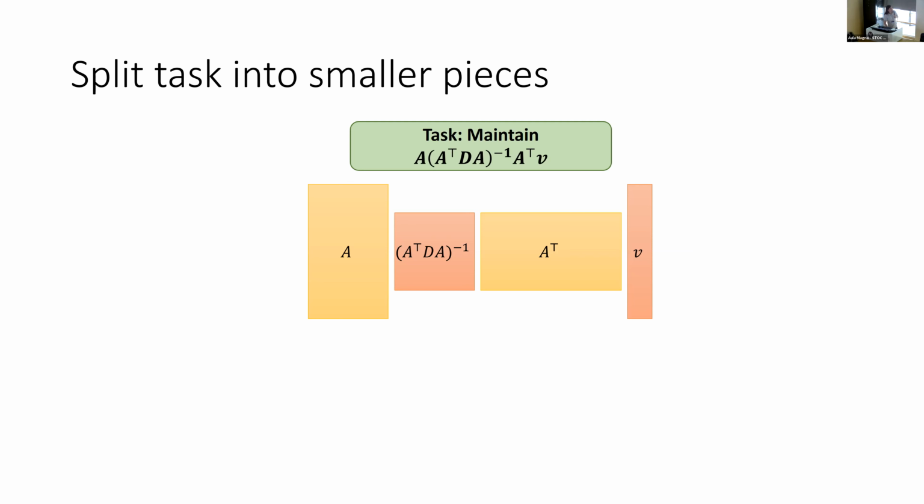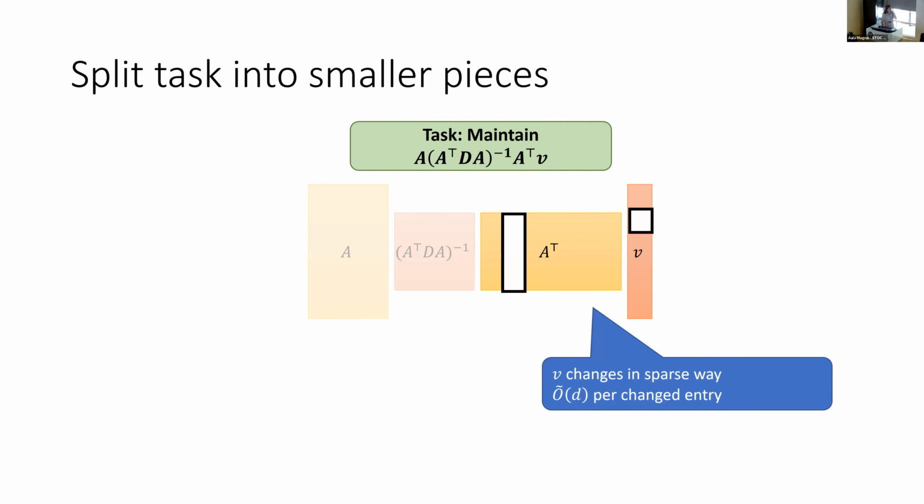So at first we need to multiply A times V. In every iteration, we have to multiply this matrix with a vector. But that can be maintained very efficiently, because what happens is, let's say one entry of V changes, then it's only going to affect this one column of A transpose.